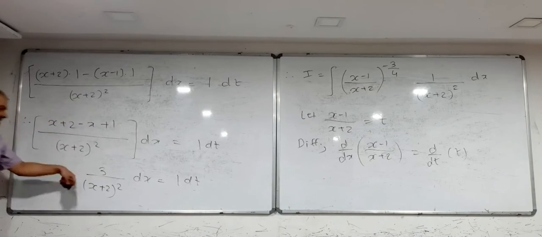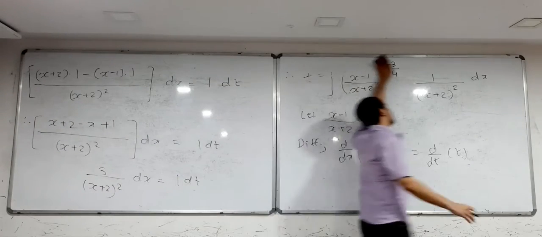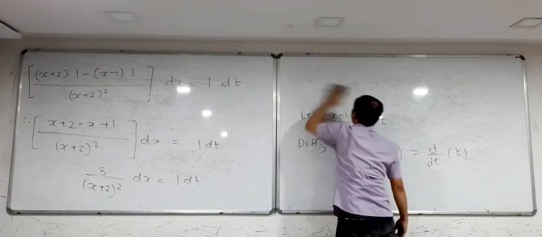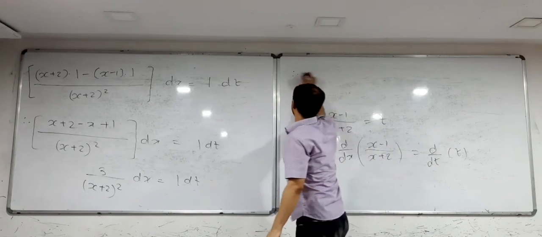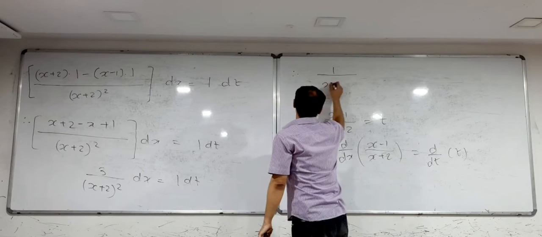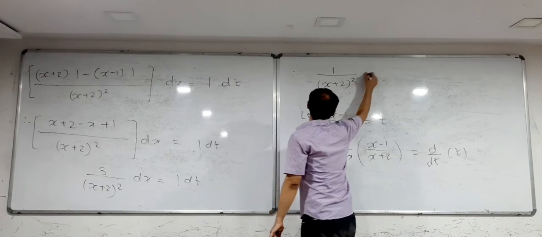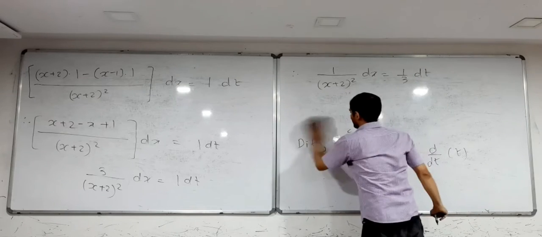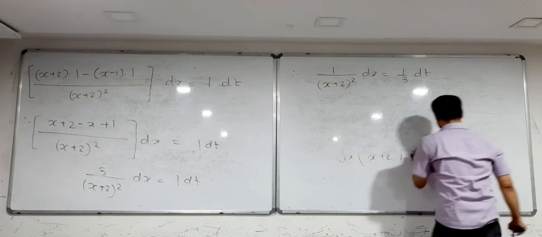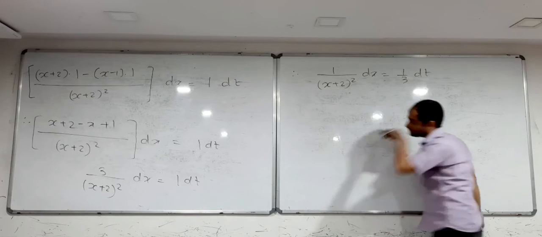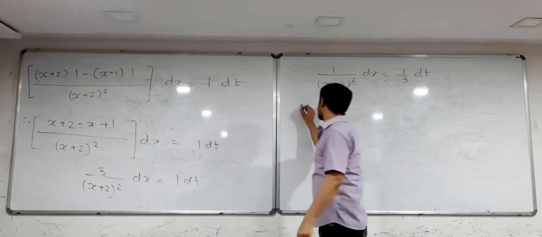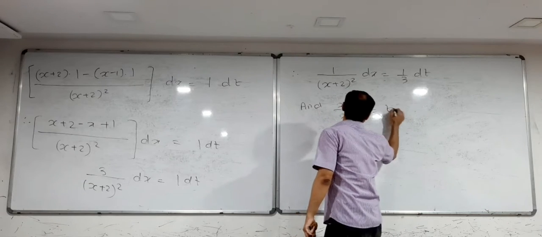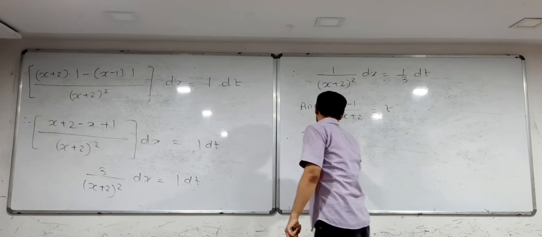उधर था 1 upon x plus 2 the whole square, क्या हो गया? 1 upon x plus 2 the whole square dx हो गया 1 by 3 dt. So therefore 1 upon x plus 2 the whole square dx became 1 upon 3 dt. Very simple. And x minus 1 upon x plus 2 क्या था? t. तो हमारा क्वेश्चन आई क्या था?